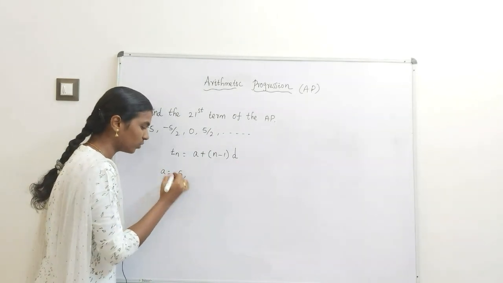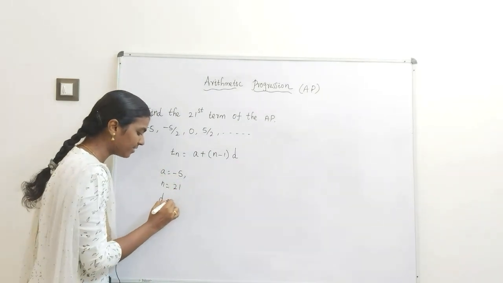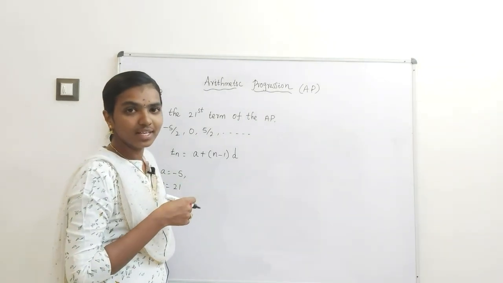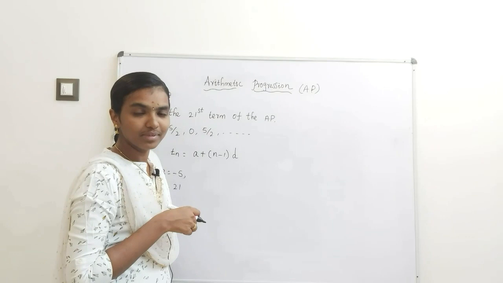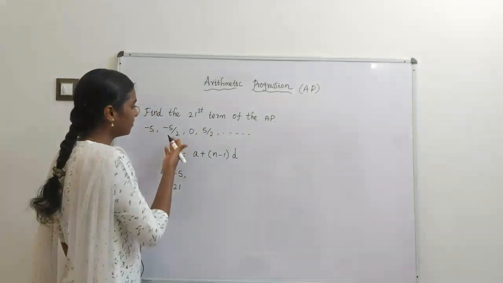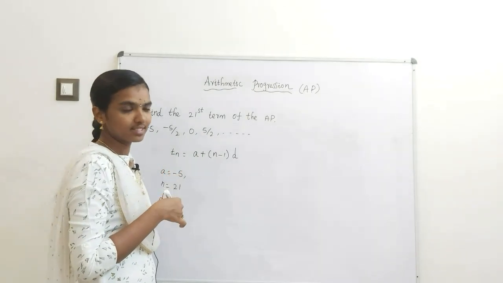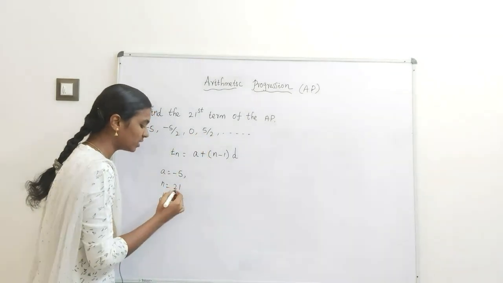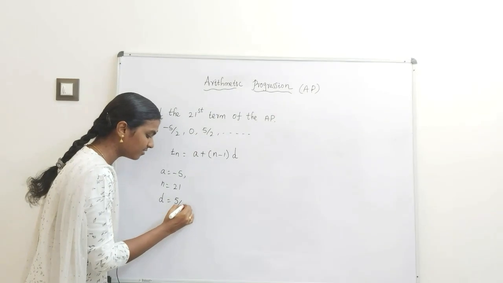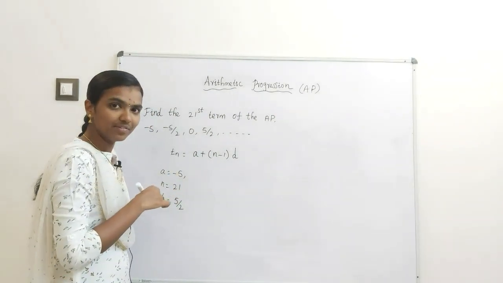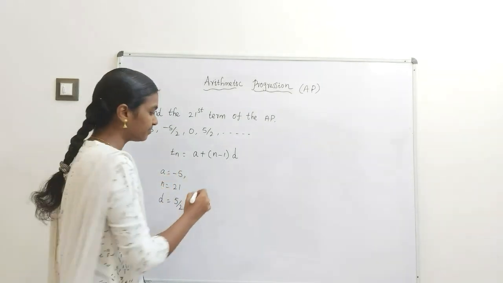n equal to 21, and the common difference d equal to, so what is the common difference? The difference between any two consecutive terms is constant. So if you subtract the second term minus the first term, that is called the difference. So now 5 by 2 minus 0 is 5 by 2. So our difference is 5 by 2. Now these all the values we substitute in the formula, we will get the 21st term.